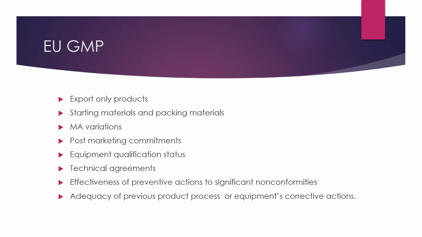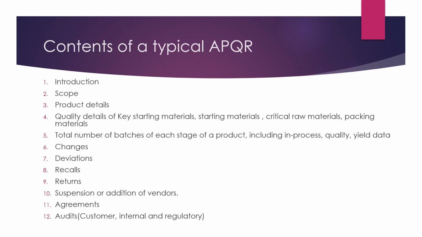So if there are any previous products process, for example, if there are some product things which are open during the review period of the previous year, those things also have to be covered in the current year and in the current year preparation of the APQR. So let us see in typical APQR what are the contents that we have to consider by seeing all these guidelines, and what are the things that we need to include during the preparation of the APQR.